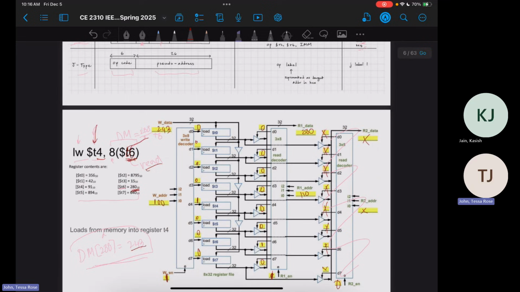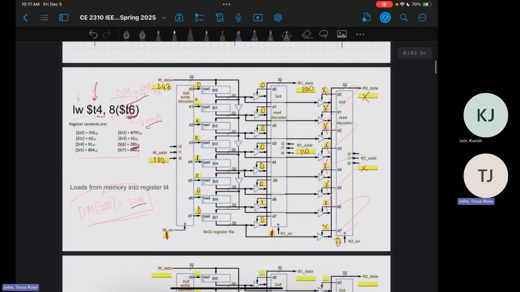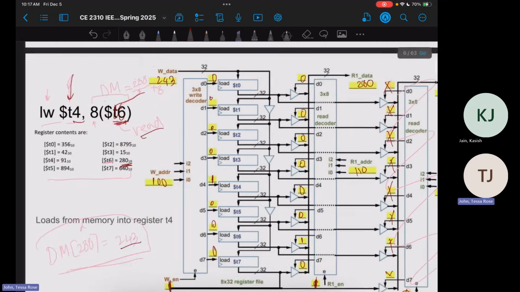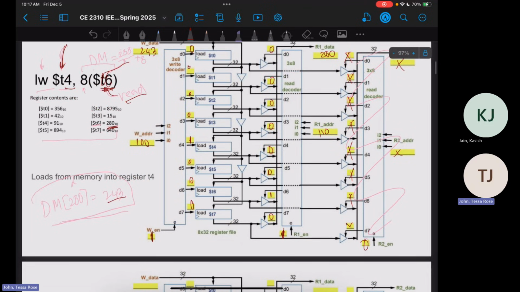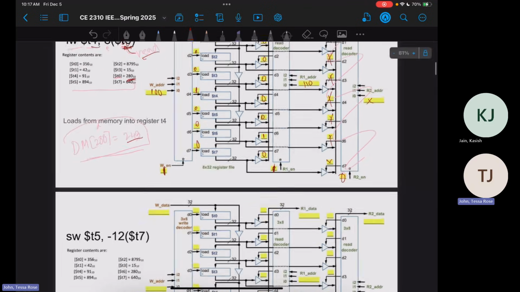And we did one more thing for the first one. We put a 0 for the enable because we didn't need it. Here in the question, we're only reading from one of the register files, and we're writing to one register file. So we're not reading twice, we're just reading once. So we only need one decoder for read. We don't need the other one, so you just put a 0.